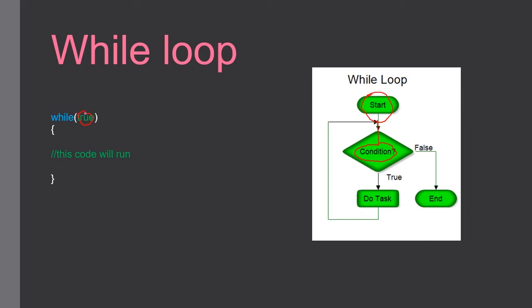The conditional expression could be anything, like, is 1 greater than 2? And the answer to that is true. Yes, 1 is greater than 2. And then if it's true, the code in between these curly braces is going to run and do the task. It's going to go back around and check the condition again.